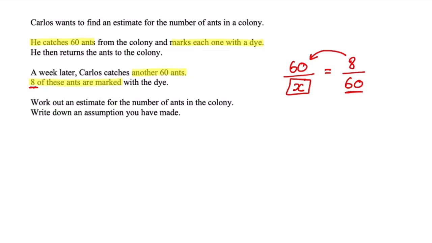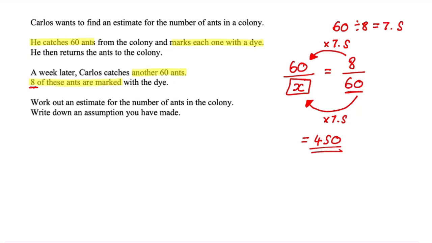So 8 to get to 60, what do we have to do? We're going from a smaller number to a bigger number. So to get the multiplier, we can do 60 divided by 8. You can work this out using a calculator or the bus stop method. 60 divided by 8 gives you 7.5. So we're multiplying by 7.5. And 60 to get to x, how do we get there? If we're multiplying by 7.5 at the top, then at the bottom we also need to multiply by 7.5. So if we multiply 7.5 by 60, we get an answer of 450, which is what everybody got. Well done, everyone, for getting 450.